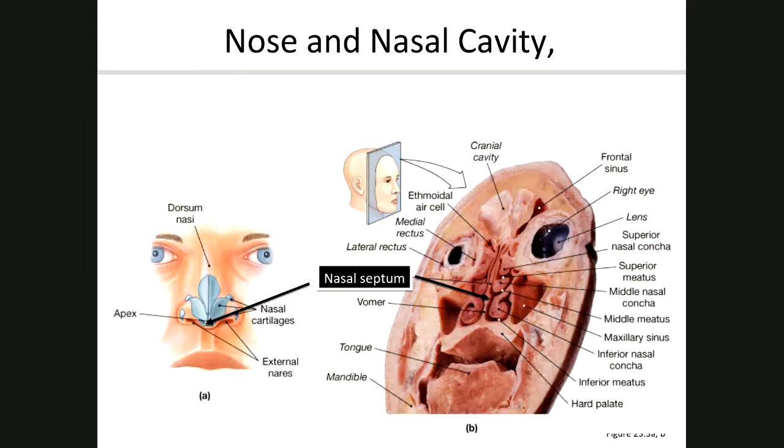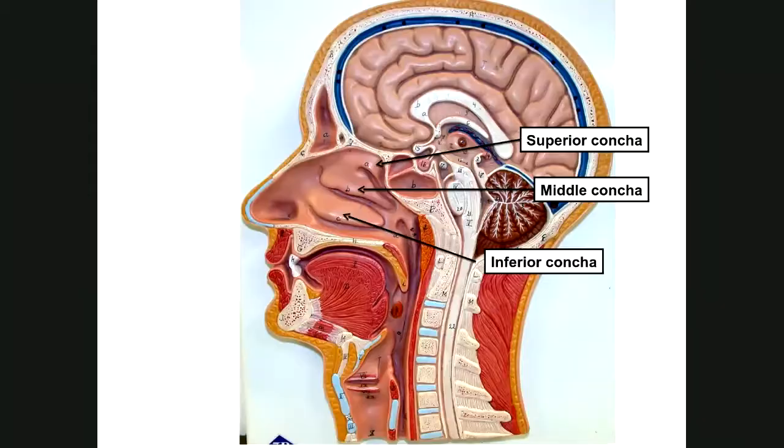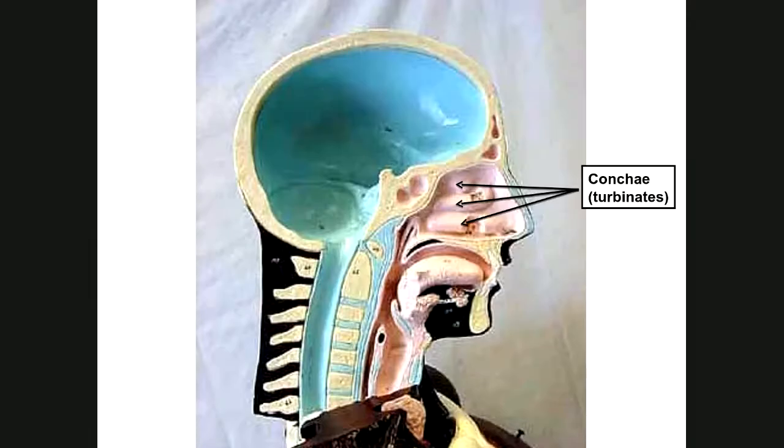Another thing you should remember is that the nose is divided in half, and so we have this nasal septum. It's a wall right here in the middle. The top part of this, remember, is the perpendicular plate of the ethmoid. The bottom part is the vomer, and that's what makes up this nasal septum. Well, you can't see the nasal septum in this model because it's been removed. You can see these conchae, and remember collectively they're called the turbinates.